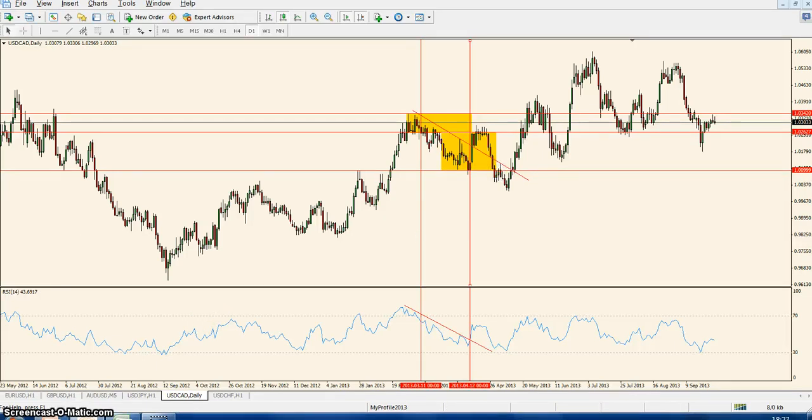Again, it's a short trade. Entry at 1.0342. Sorry, that's the stop loss. Entry at 1.0262 and exit is at 1.0099. Okay, let me just make a record of it.